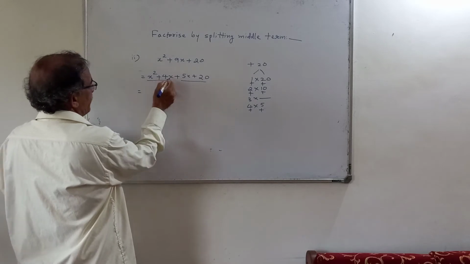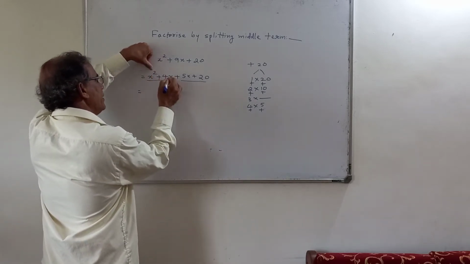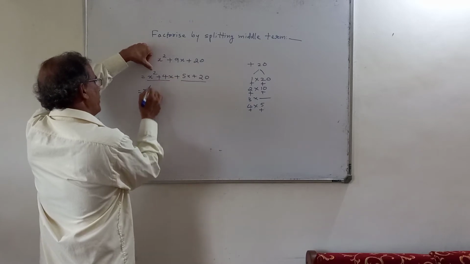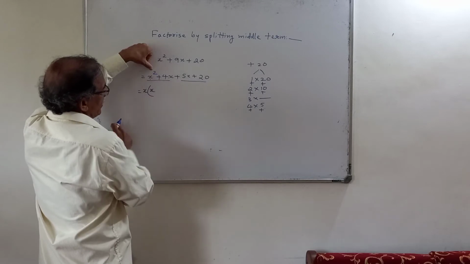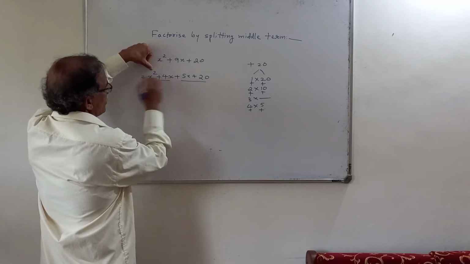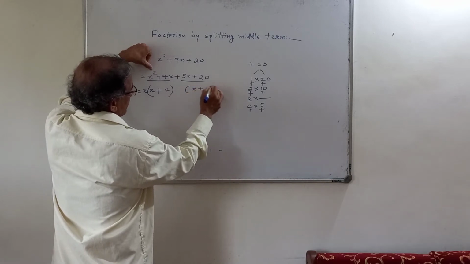Now x square plus 4x. What is common? X square means x into x, and here also x. So one x we get common. And what is remaining here now? X, because x into x we get x square. Plus here x is already common, 4 remains. So you write this x plus 4 here as the second.